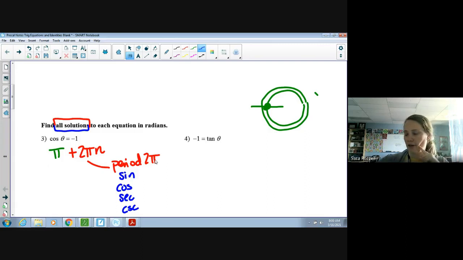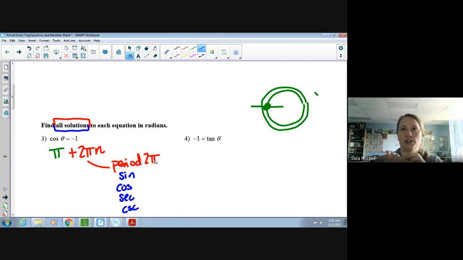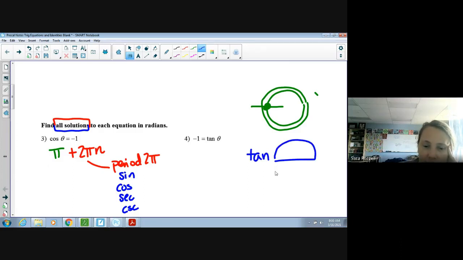What did not have a period of 2 pi for the graphs? Tangent, cotangent. Tangent and cotangent, and their period was just pi, right? After a single pi, you're going to repeat. So for tangent, we're only looking at the top half of the circle. We only care about the top half. And we're just going to say plus pi n instead of 2 pi because the period is pi. So when we do our adding for all solutions, you just put plus pi n.